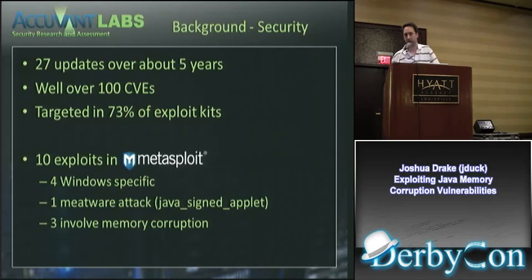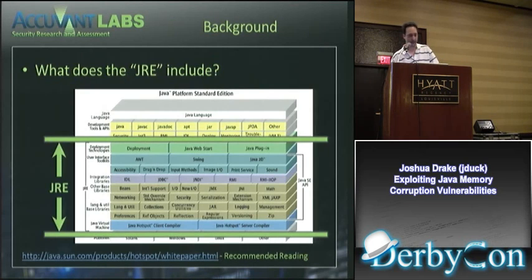They have at least one exploit. I think 40% of those, not 40% of the 73, but 40% of the total, had more than one Java exploit in it. So, bad guys are totally like, you got Java? Yeah, we got shells. Metasploit has 10 exploits. I wrote 2 of them, or no, maybe 4 of them. But only 3 of them involve memory corruption. And of course, everyone loves Java Signed Applet, the wonderful meatware attack. 4 are Windows specific, and most of them are multi-platform. The two memory corruption ones that I wrote should work on any platform with some love.